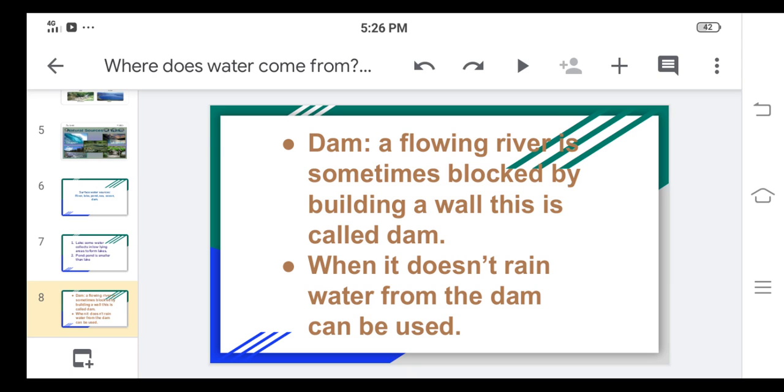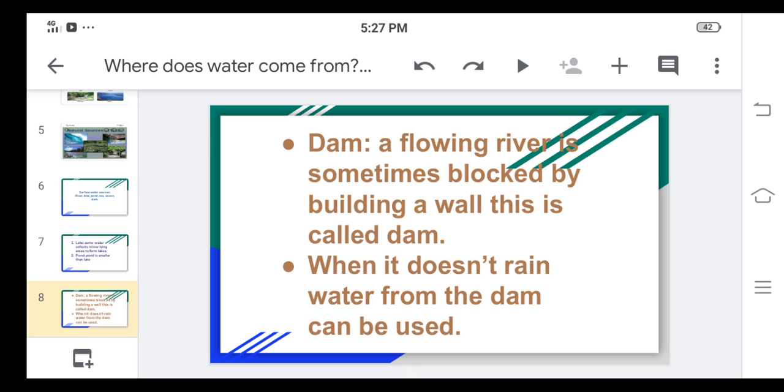So why should we build a dam? To block the path of the water. That water should stay there only, it should not flow away. So whatever water is stored in that dam, we can use it afterwards.